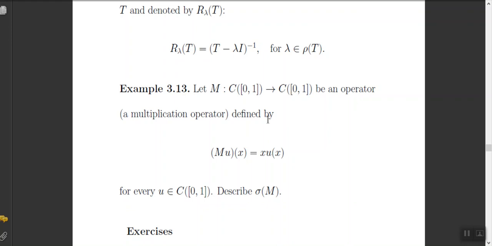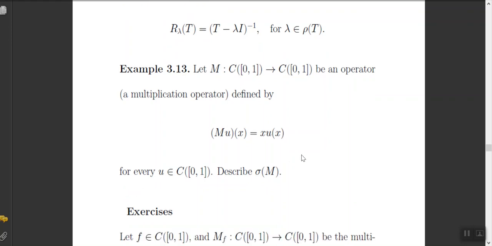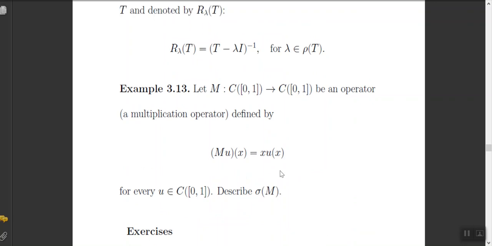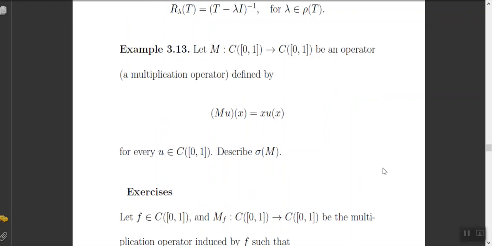So I leave it to you to check that this M is a bounded linear operator on this Banach space X, where X is C of 0 and 1, which is given like this. Now, what we want to do is to describe or compute the spectrum of M. The spectrum of M. Okay, so let's do it. We want to compute or describe the spectrum of M. I have done it here for you.